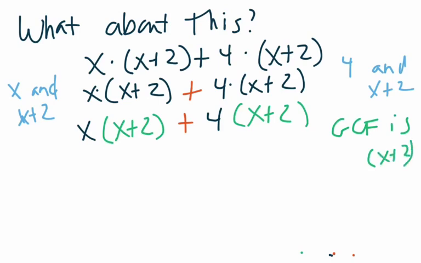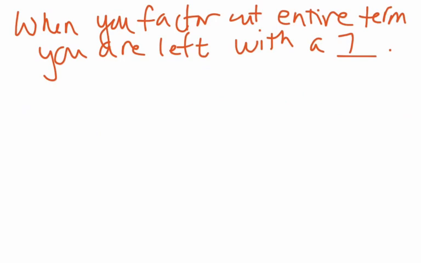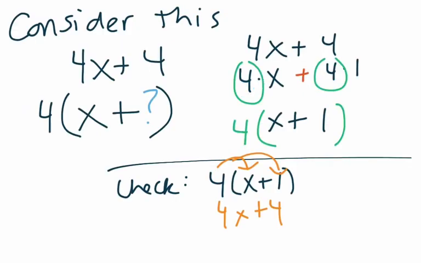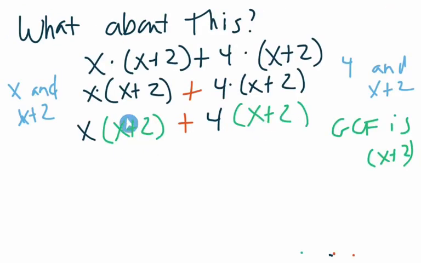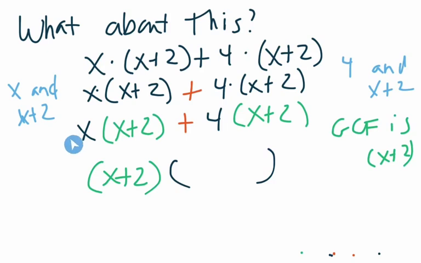So here's what I'm going to do. Math is consistent. When we have a common factor, whatever the common factor is, we take it and we bring it out front, and then we put parentheses around whatever is left. I'm going to take the common factor and bring it up front, okay? And then I'm going to put parentheses around whatever is left. So if I have x times x plus 2 and I take out the x plus 2, I'm left with the x. And if I have 4 times x plus 2 and I take out the x plus 2, I'm left with 4.